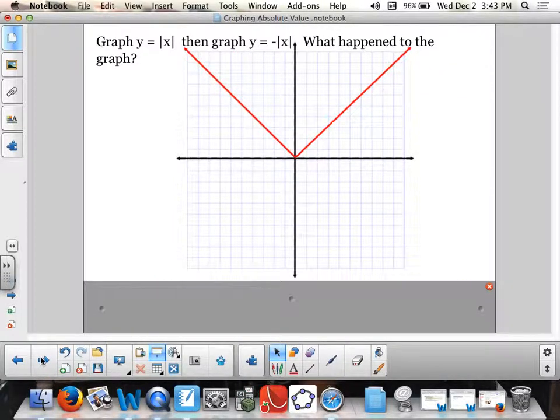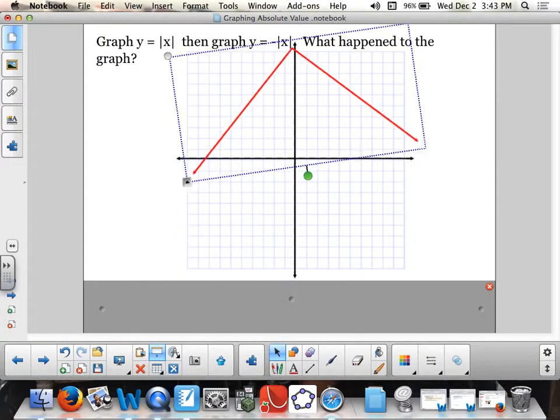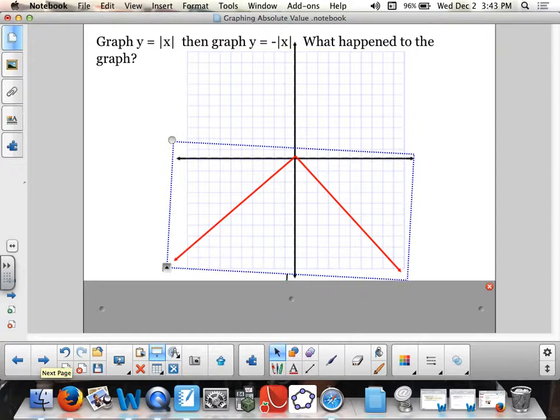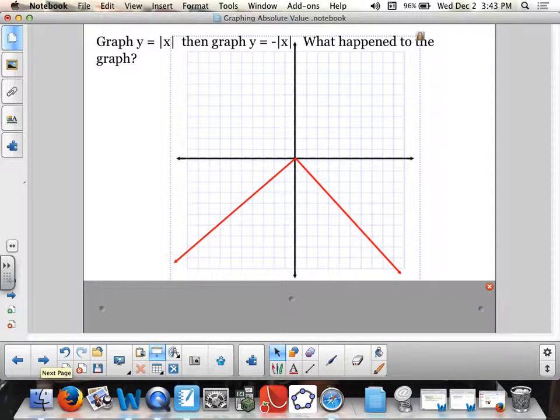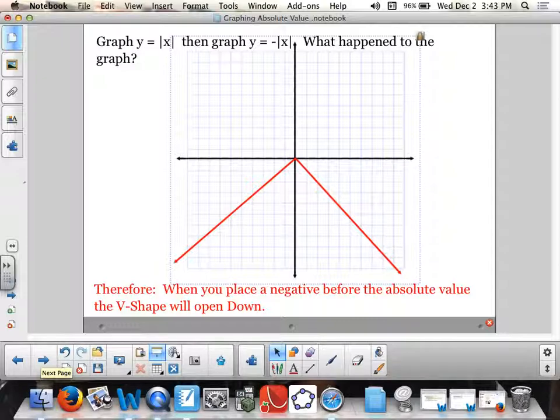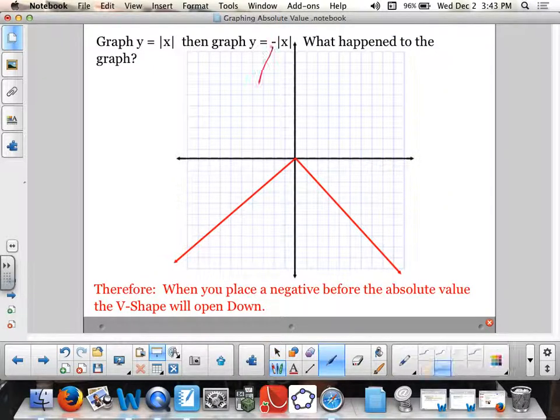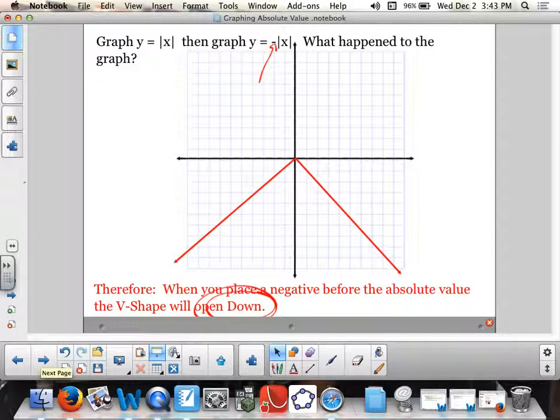And what happens if we've got a negative graph? Holy smokes, it's going to take my entire graph, whoop, flip it down. Oh, not tilted, but it's going to just exactly flip it over the x-axis. And therefore, if I've got the negative sign in front of the bars, it is going to make my graph open down. So it opens downer?